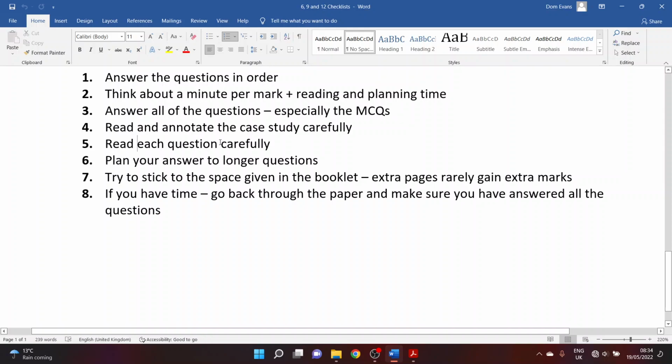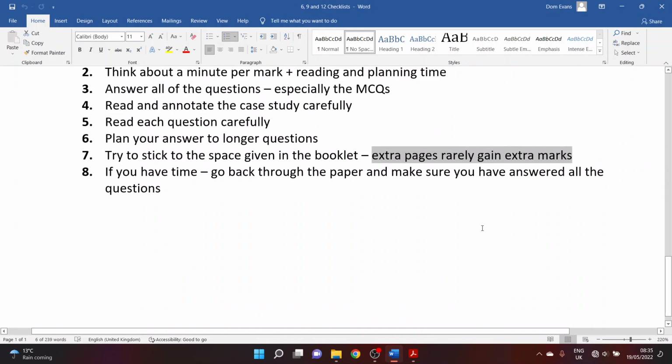Make sure you read the question carefully, and you know what you're answering. I've mentioned planning. Try to stick to the space given in the booklet. In the examiner's report every year, it says extra pages rarely gain extra marks. They give you the space that they think you can answer in. A student this year did their mock exam, used up about a third of the page for the 9 marker. They showed it to me and said, why did I only get 3 marks? And it's like, well, you've only written 1 paragraph there and they've told you how much to write. So they try and give you a hint for how much to write.